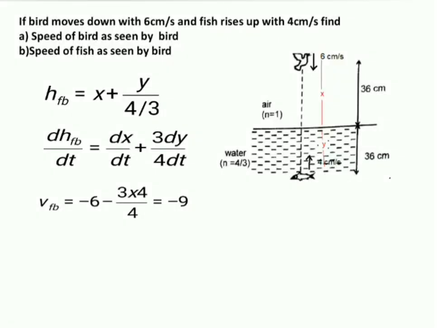Okay, sometimes instead of asking you apparent positions, they may give you the speed of bird and the fish, and you will be asked to find the speed of bird as seen by the fish and vice versa. So in such a case, first you write the equation for apparent position and differentiate the relation. See, first I have given an example here. Bird is moving down with 6 cm per second. Fish is moving up with 4 cm per second. We want the speed of bird as seen by the fish and speed of fish as seen by the bird.